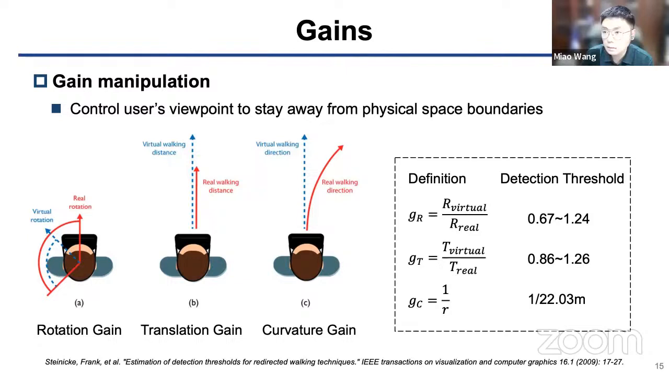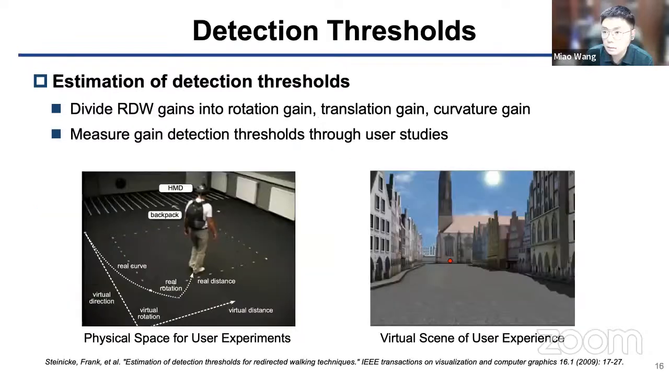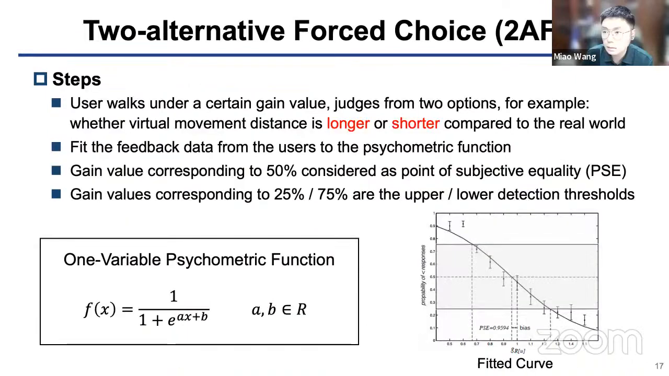The thresholds are estimated by user studies, and in these user studies, users walk along the path to create gains, as you can see on the left side. And the procedure is called the two-alternative forced choice. Users are asked to compare two positions, where the virtual movement is longer compared to the real world.